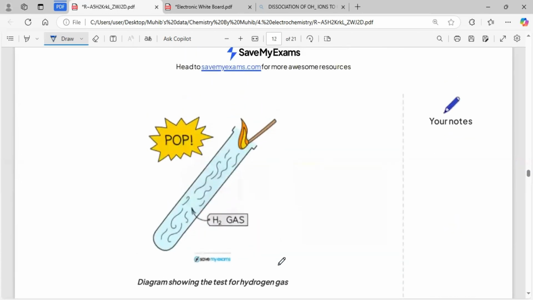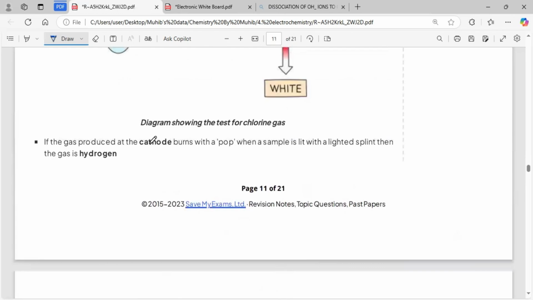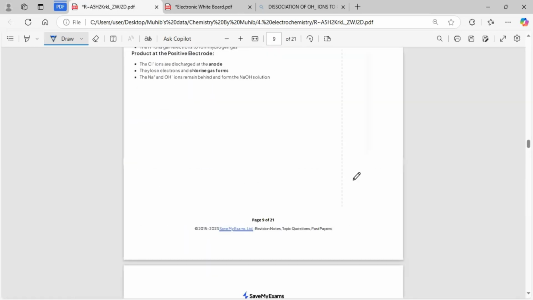Similarly, in order to detect the presence of hydrogen gas, if a pop, squeaky sound is produced after you bring the glowing flame closer to the hydrogen gas, then it must be hydrogen, right? You can say that the gas produced at the cathode burns with a pop sound when lit with a lighted splint, then the gas is hydrogen. Understood? Is it clear, dear students? Yes, sir.